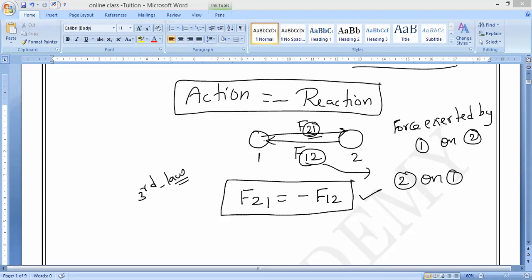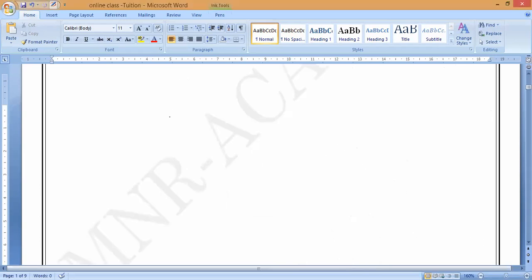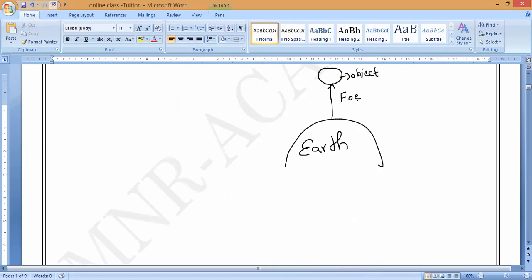Force of gravitation. For example, if you consider this is the earth, what is this called? Earth. Now, here some object is present. If earth is exerting some force on this object, let me imagine that force is F_OE, where O means object and E means earth. Now, this object also will exert the same force on the earth. Is it yes or no? Yes, sir.